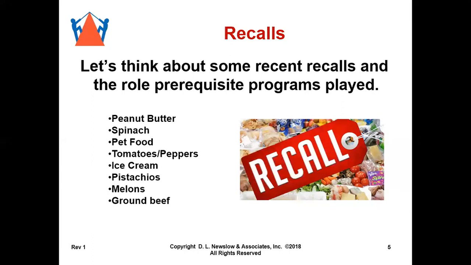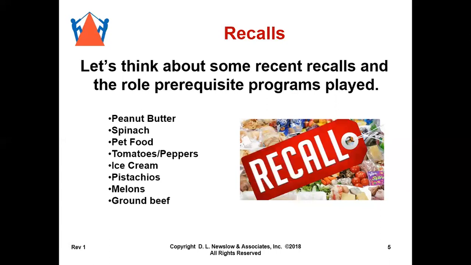Ice cream. One ice cream recall had to do with having peanuts in butter pecan ice cream. That would relate to as many as 4 prerequisite programs when you think that the supplier sent in the pecans with peanuts on the pallet. They weren't caught in receiving inspection. They weren't caught during blending, and it wasn't caught through finished product testing. So there's 4 prerequisite programs right there that fail. With the melons, that had to do with equipment failure, using the wrong equipment for the purpose.